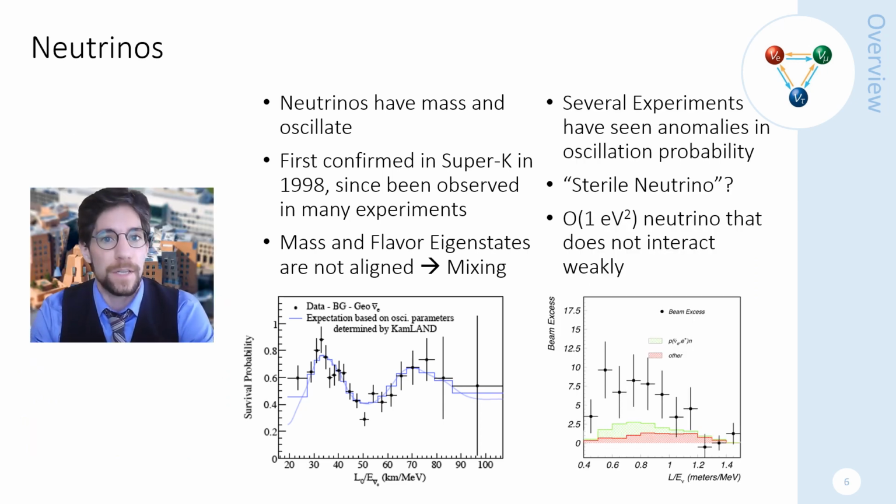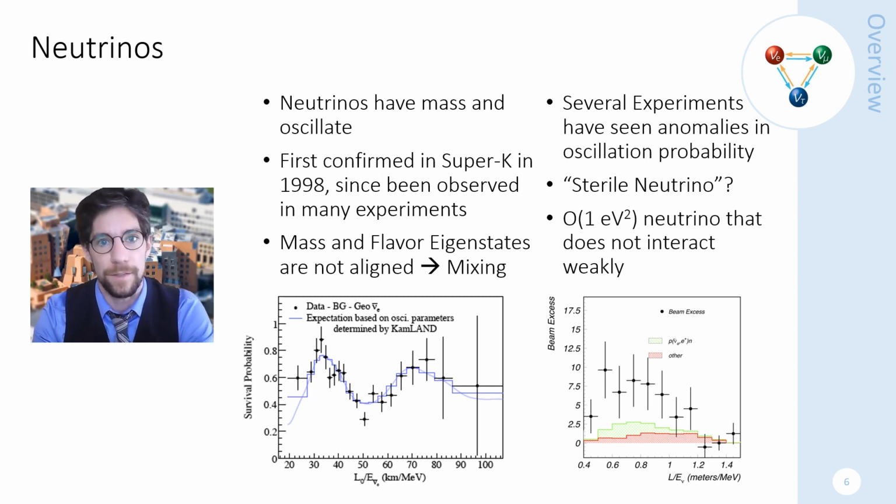Now, these oscillations are not the only anomalies that we're seeing. There are additional excesses and deficits in some of the neutrino experiments that cannot be explained so far. But one possible explanation, or one candidate for an explanation, is the addition of another sterile neutrino, a neutrino that does not interact through the weak force, but it does participate in the oscillation. And here on the bottom, you can see a plot by the LSND experiment, which was one of the first to observe anomalies that could be possibly explained by a sterile neutrino.